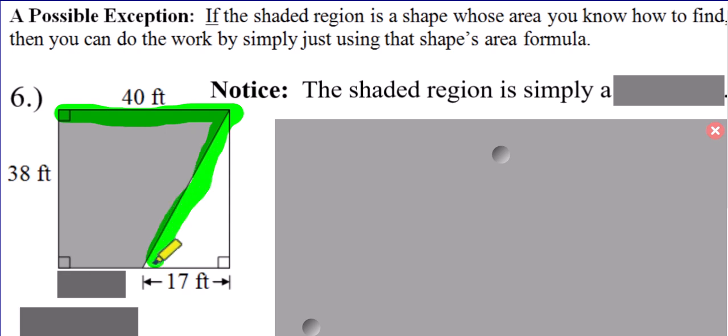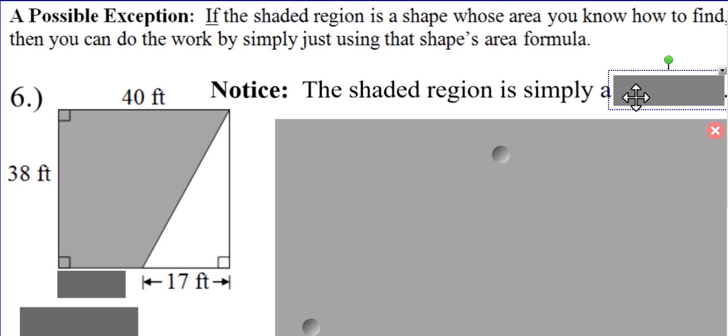It is a four-sided shape where the top and bottom are parallel, but the left and right are not parallel. So it's not a parallelogram. This is, write it down in the blank, a trapezoid. And therefore, I don't have to do the work that I did on number 5.